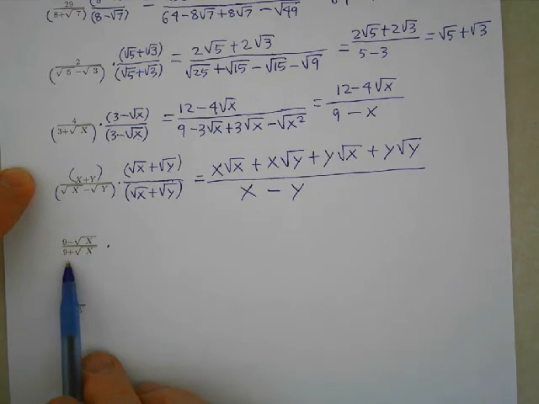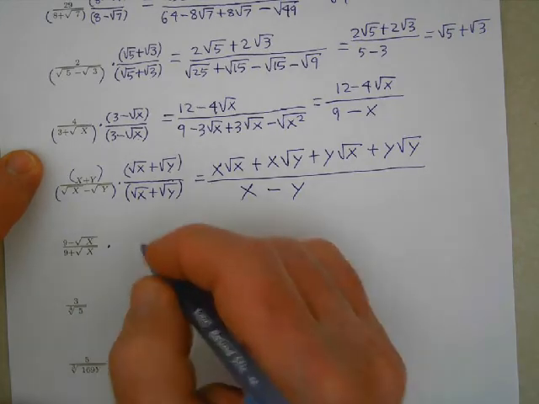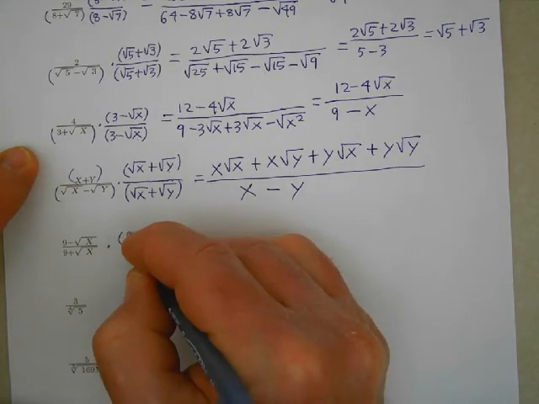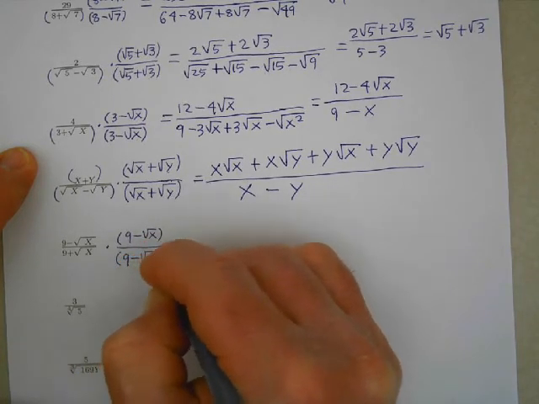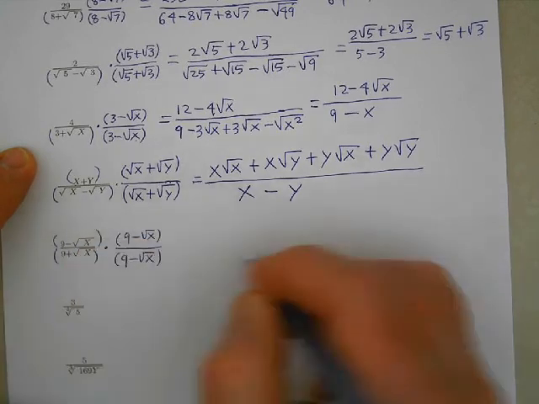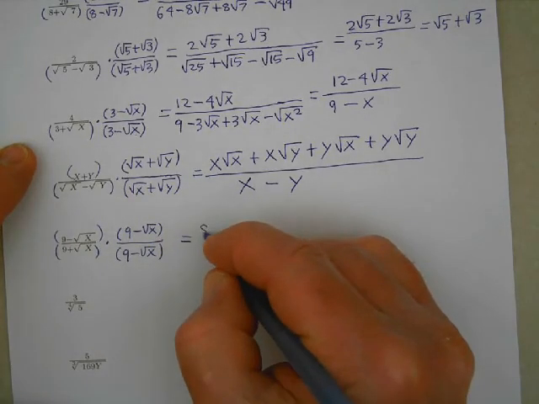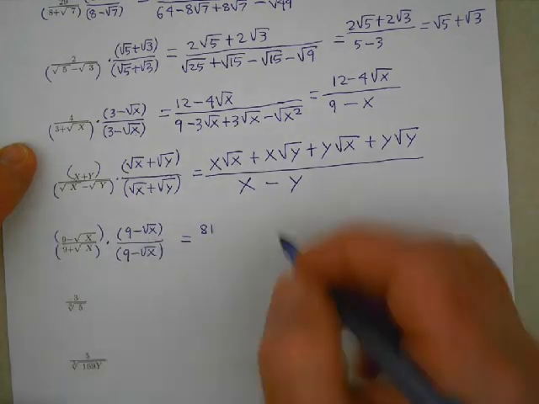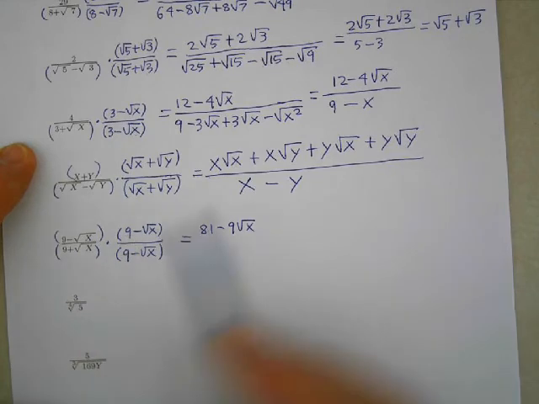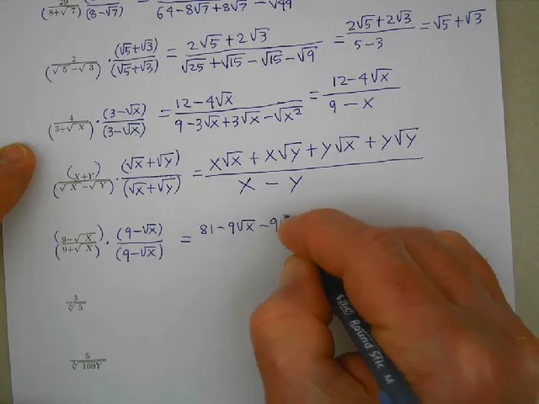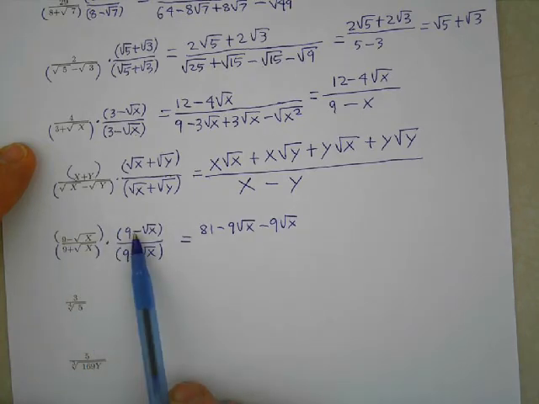This has a denominator 9 plus the square root of x. So we're going to rationalize the denominator by multiplying by 1 in the form 9 minus the square root of x divided by 9 minus the square root of x. Okay, so we multiply in the numerator. 9 times 9 is 81, and then minus 9 times the square root of x, and then minus the square root of x times 9, which is minus 9 times the square root of x again, and then negative square root of x times negative square root of x.